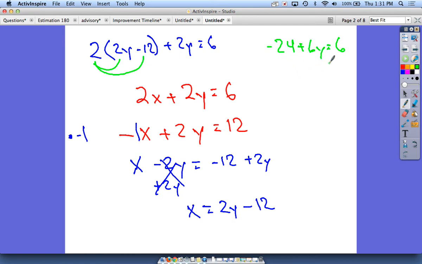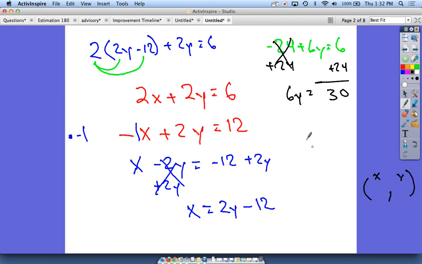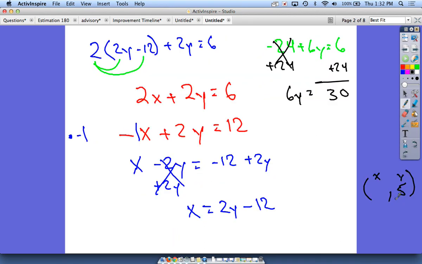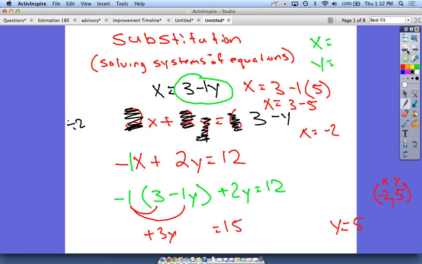I will get this to be on the other side by doing plus 24 on both sides. So now I've got 30. That cancels. So now I've got 6y equals 30. And then 6 times, this would have to be 5, equals 30. So I've got x, I've got y. y is 5, just like we found on this other one. And then I would go in and do the same thing. I would pick one of the equations, I would put 5 in for y, and it would still come out to be the negative 2 that we got on the other one.